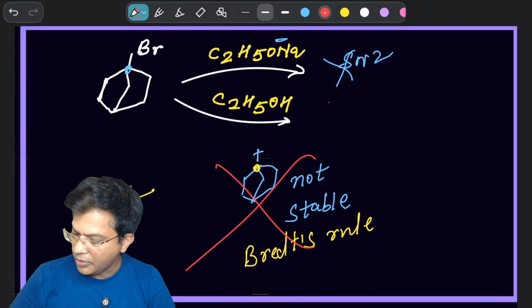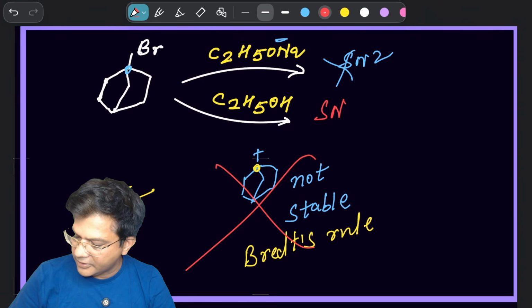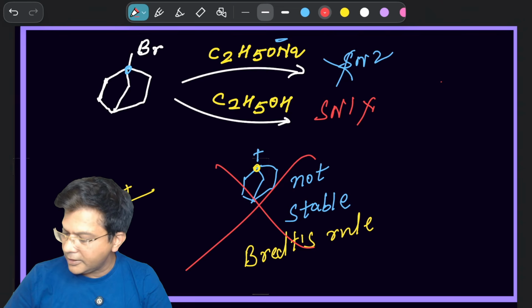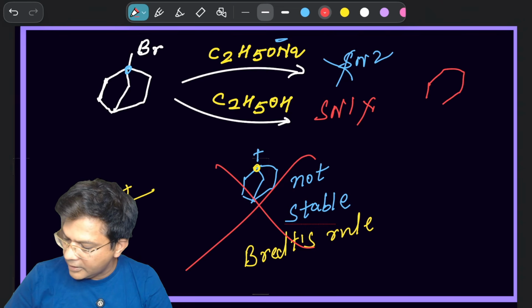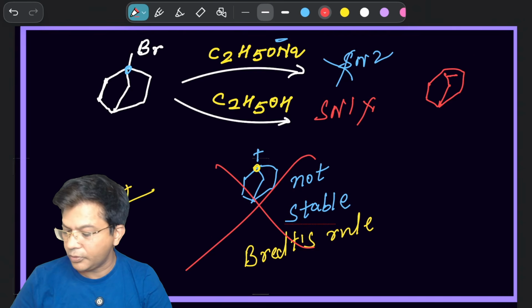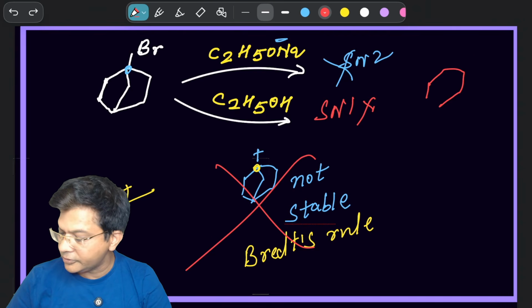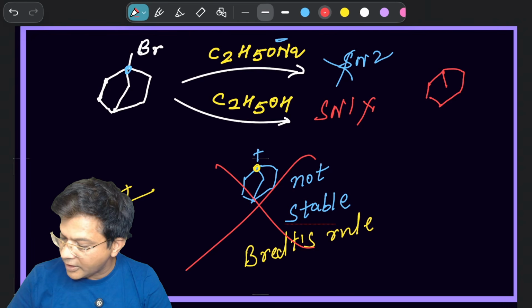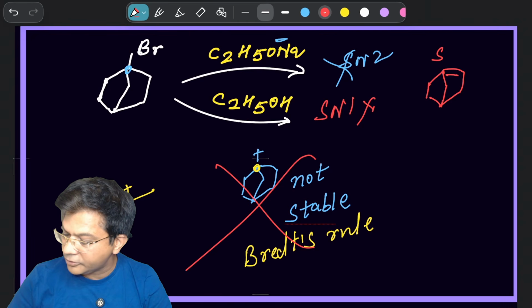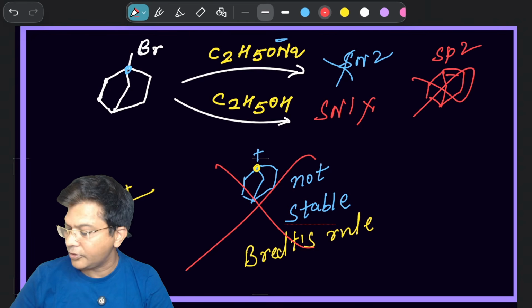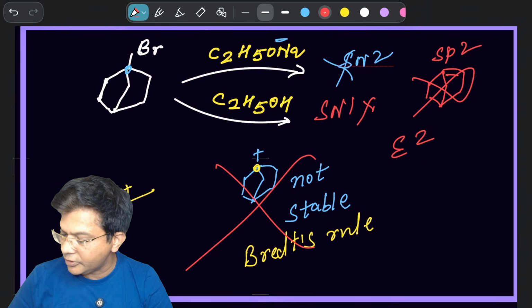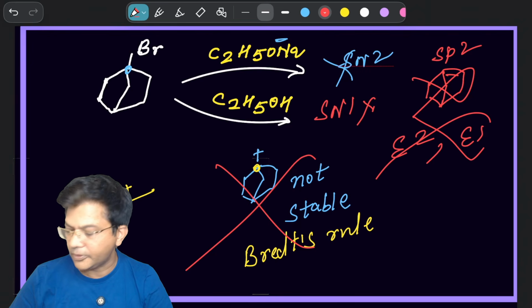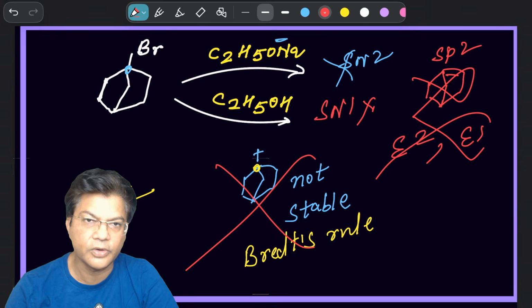So neither SN1 nor SN2, and neither E2 nor E1, because if you put a double bond here, once again Bredt's rule will get violated. If the double bond comes over here, the carbon will become sp2 hybridized, and that is not possible. So E2 is not possible, E1 is also not possible. So it will not show E1, E2, SN1, SN2.